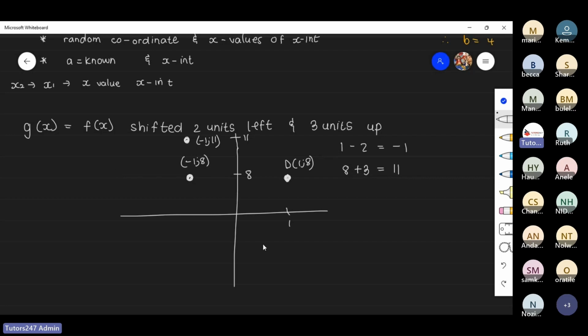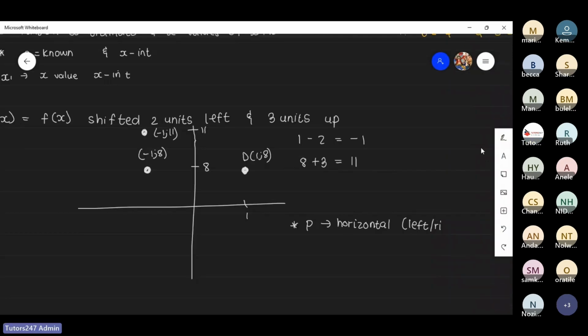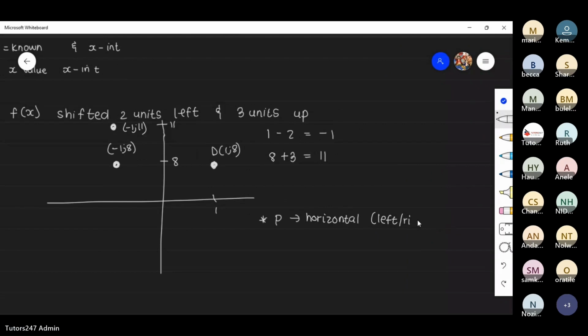But the most important thing to take away from this is that P is your horizontal motion, which is left and right. And Q represents vertical motion, which is up or down. Okay.